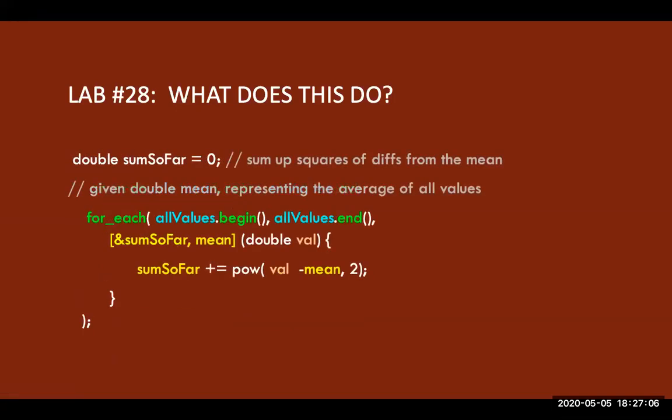So this is a little bit more evolved. We've captured sum so far as a reference, so it's really just the sum that we saw above, but we're also passing in the mean.